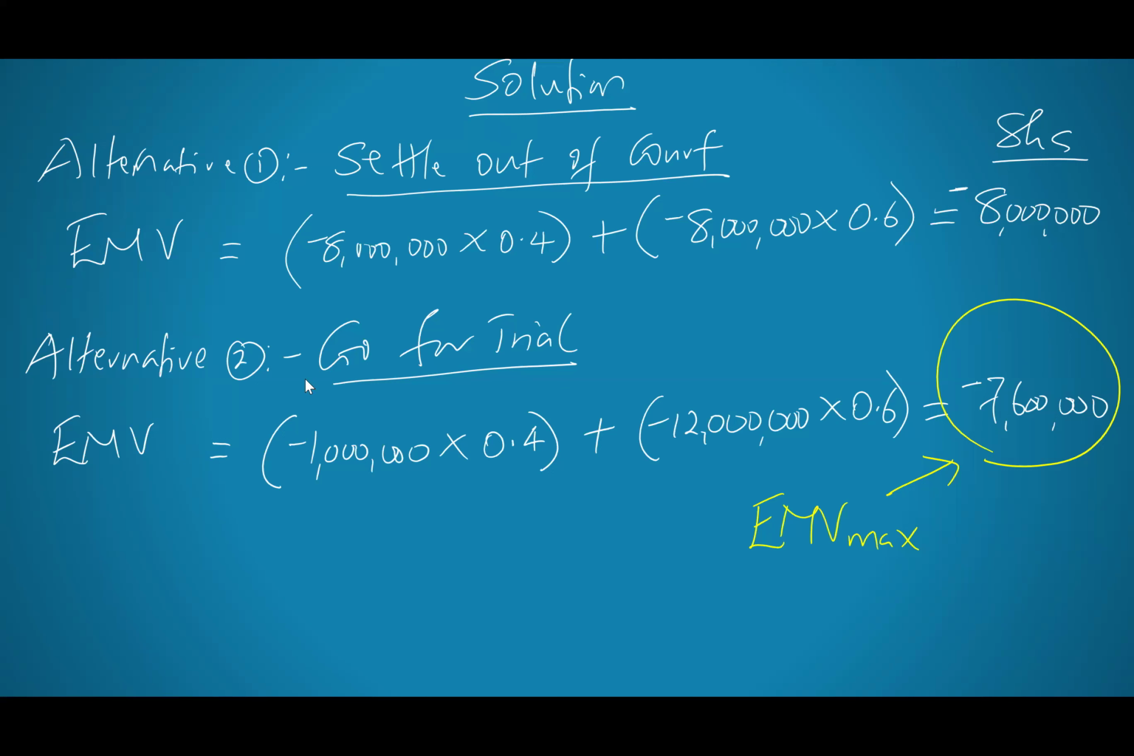Then alternative 2, go for trial, as people have shown, is negative 7.6. Now, of course, you know that when you're comparing negatives, the best negative is the lower one. I can see someone called admin. You don't put your name, but anyway, admin is saying that go for trial is the best option, which is true.